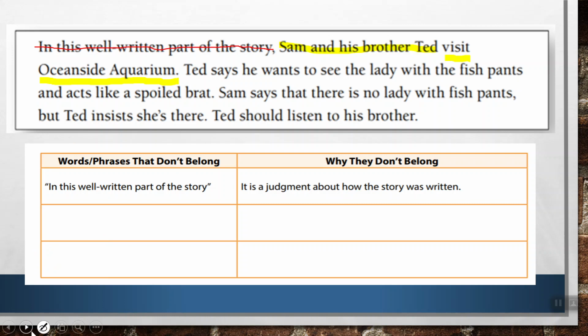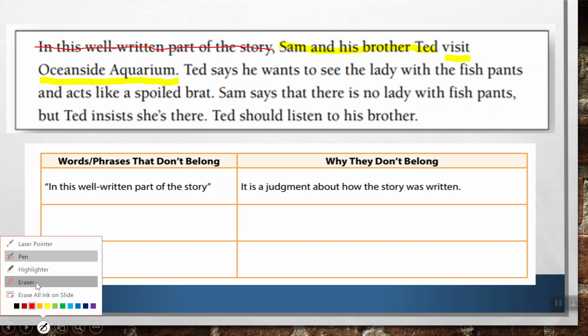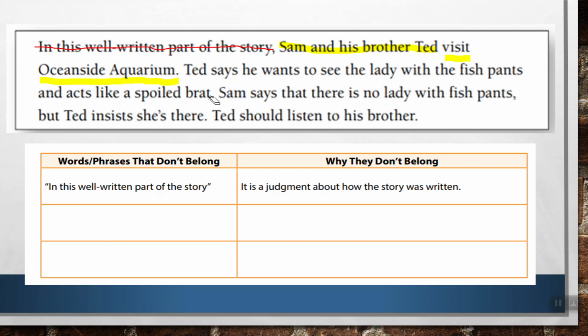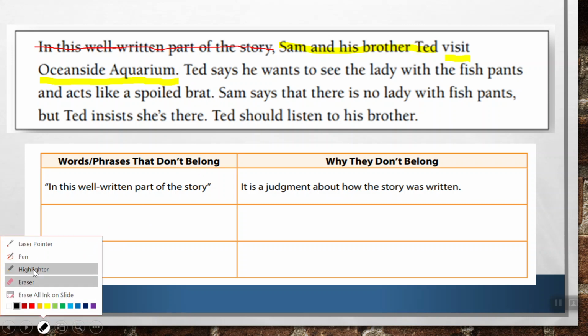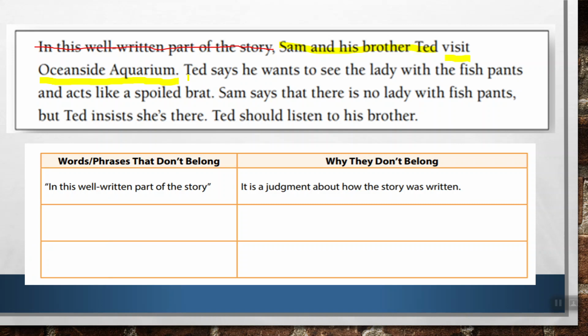All right, let's keep reading and see if the next part was important or should not be included. Ted says he wants to see the lady with the fish pants. That's pretty important because Ted kept screaming that he wants to see the lady with the fish pants. And acts like a spoiled brat. Again, you may have been thinking that, but that's an opinion. That's not a fact of the story. So we have to cross that out. A summary should not include an opinion.